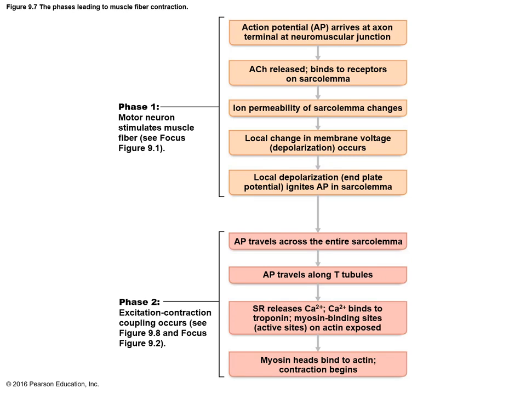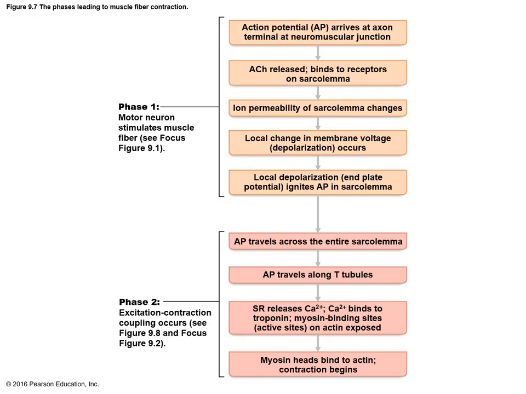So an action potential is going to arrive at the axon terminal. That's at the end of the axon on the nerve. At the neuromuscular junction, the nerve and the muscle are not physically touching each other. There's a little tiny space between them, but it's where they're going to be able to communicate.